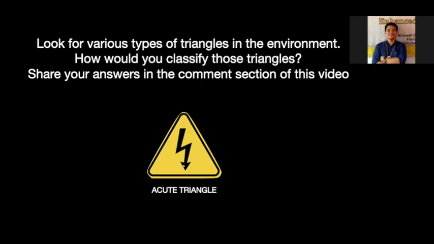This road sign is an example of an acute triangle because all angles of this triangle are acute.